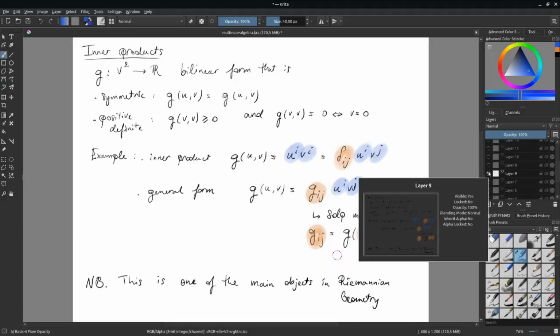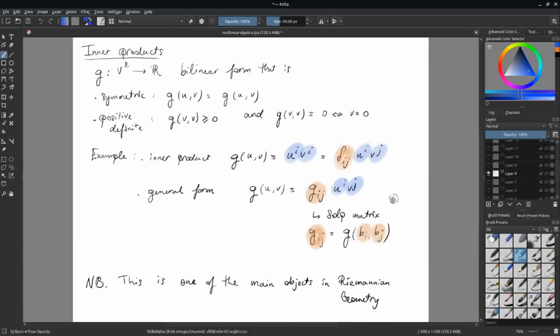Now, a very useful and important example of a bilinear map is the inner product. So an inner product is technically a bilinear form that is also symmetric, so if I swap the order of my arguments, it's equal, and it's positive definite. So applied to v and v, it's greater than 0, and if it is equal to 0, then that means the input v was 0 as well.